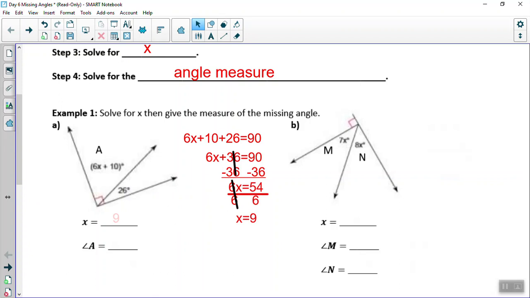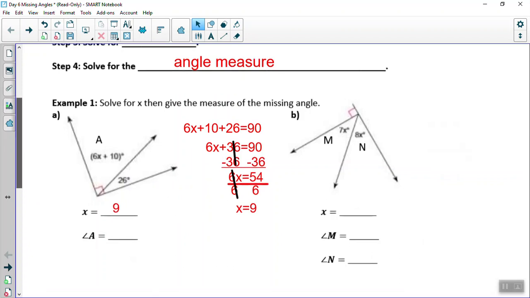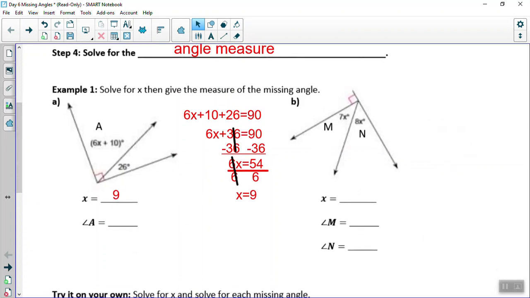So now we know that x by itself has a value of 9. But now we need to figure out what the actual angle A equals. So we know angle A has a value of 6x plus 10. And if I know that x has a value of 9, I can substitute that 9 in for x and work out this problem. So we find that angle A has an actual measurement of 64 degrees. Make sure that you are putting in your little degree symbol. Okay? That's just like labeling your answer with a unit of measure. We have to put that degree symbol there.